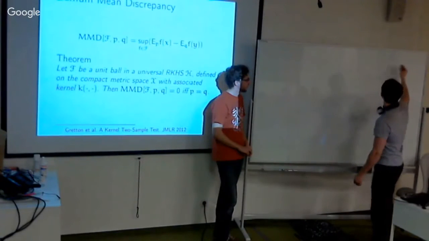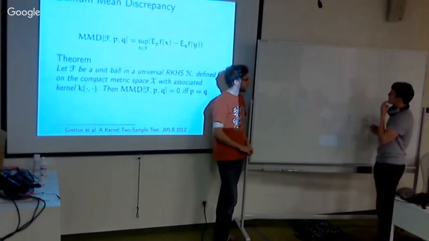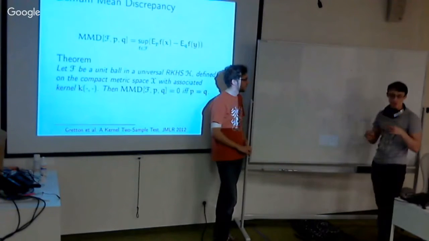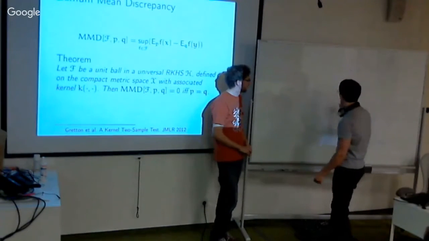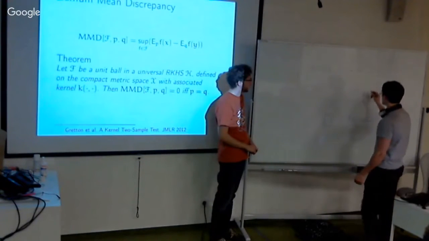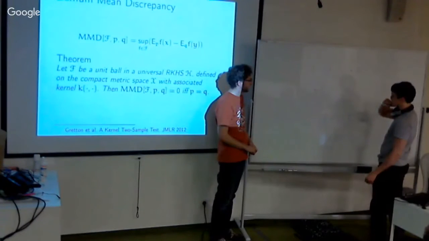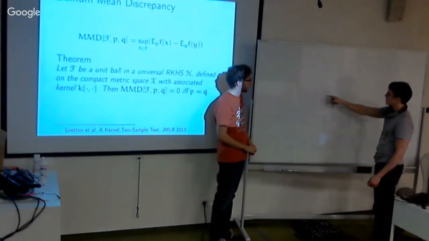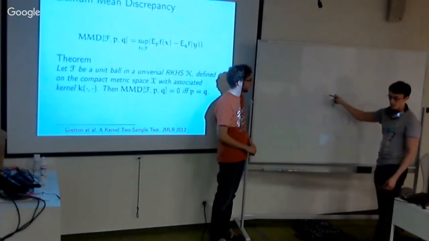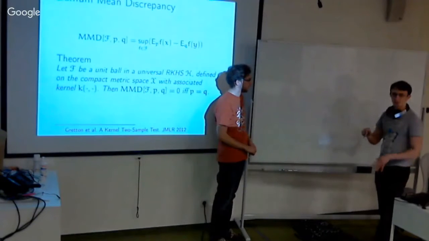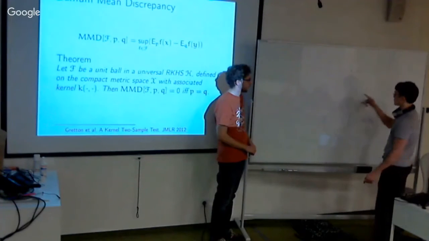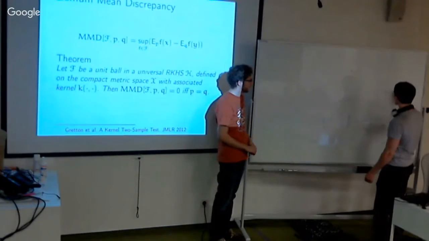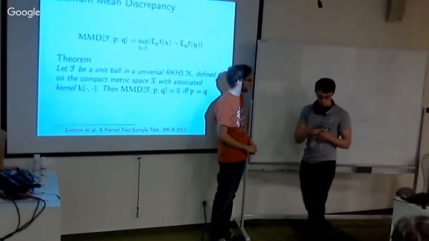So the reproducing property is that if you have some function f from that space and you take a scalar product with some kernel, maybe this space is actually known to be dense in some standard functional space like L2 probably. So if you take some function and take a scalar product of that thing, you actually get the realization of that function at that point.